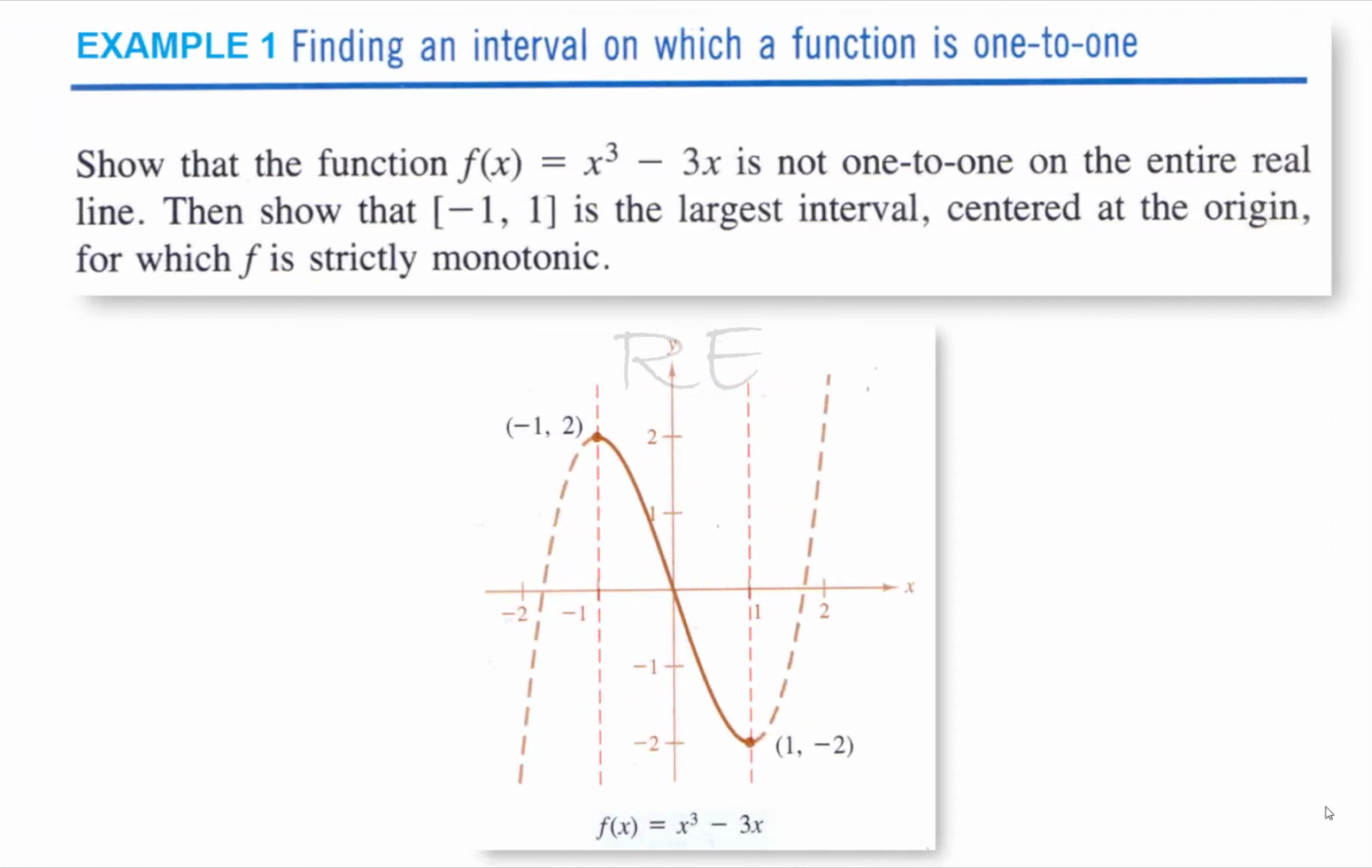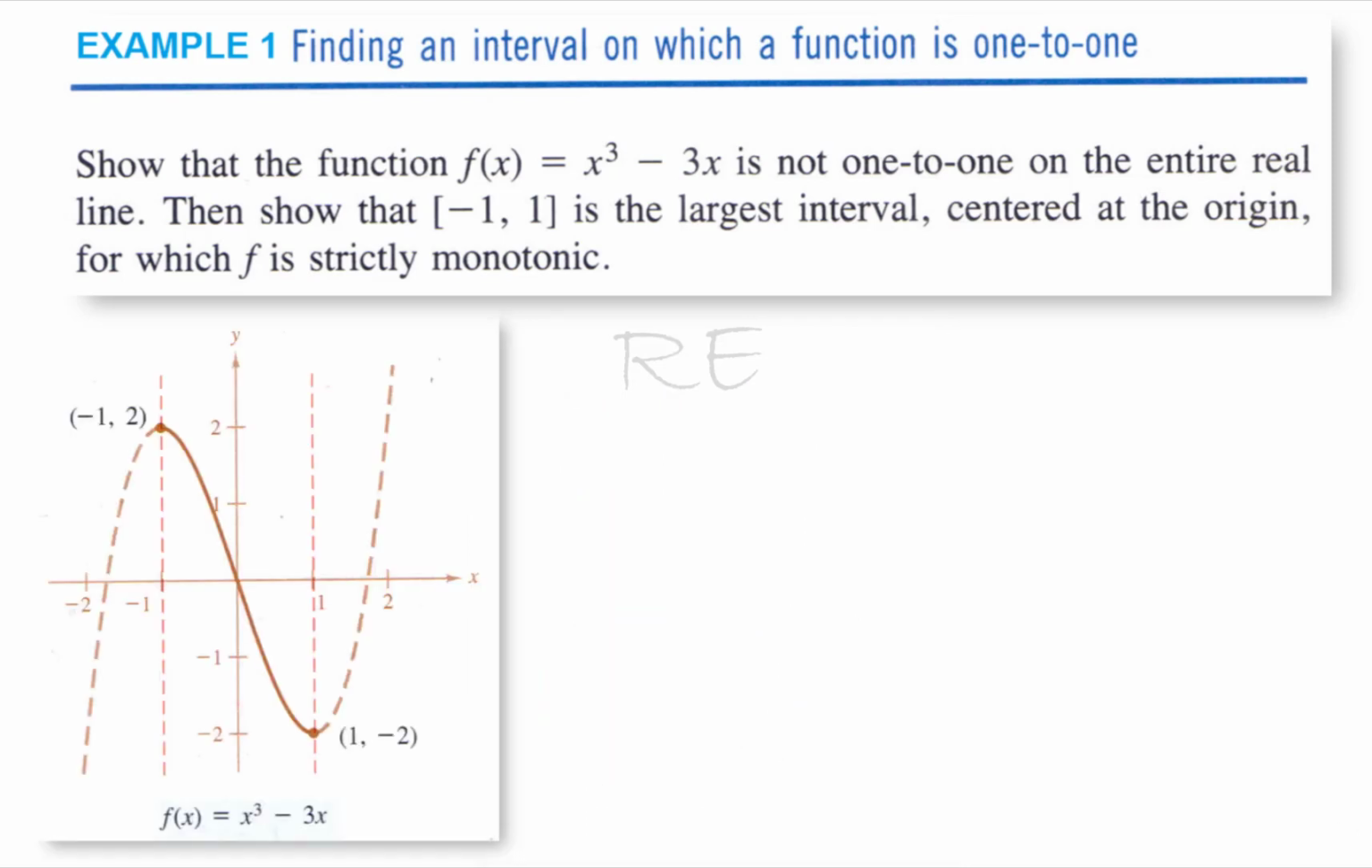For example 1, we need to show that the closed interval [-1, 1] is the largest interval centered at the origin for which f of x is strictly monotonic. Now, with the vertical line test, we clearly see that this interval is the largest one centered at the origin. However, we're going to use algebra to demonstrate that this is true.